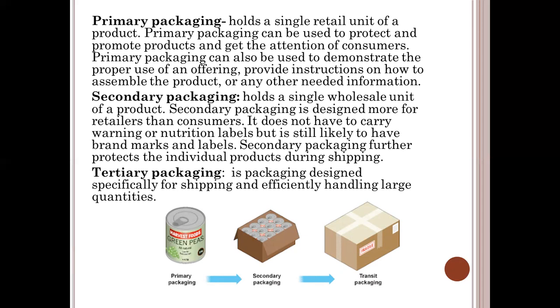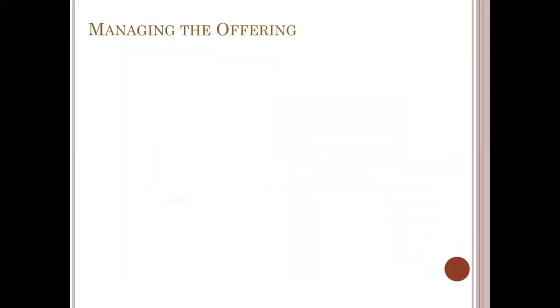And the next one is the secondary packaging, and it is designed more to further protect the individual products during shipping. And we have here the tertiary packaging or the transit packaging, and it is designed specifically for shipping and efficiently handling large quantities. And we also have here explaining how to manage the offering.